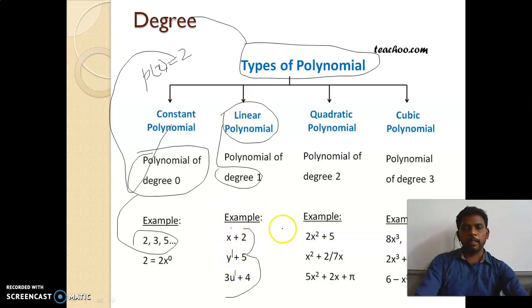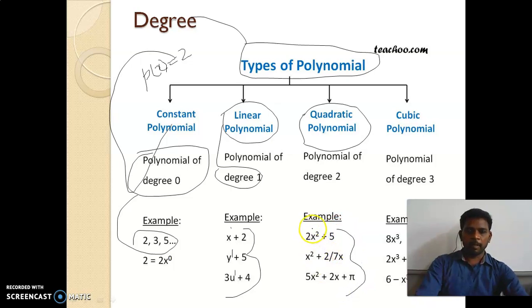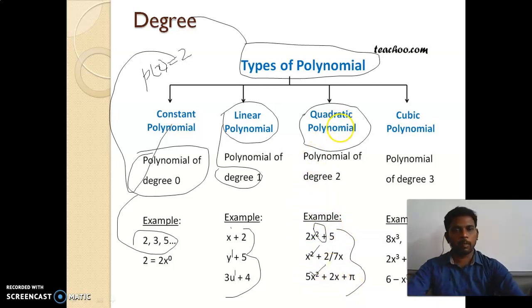Therefore, these examples all come under linear polynomial. And a polynomial is called a quadratic polynomial when the maximum power of the variable is 2. Look at these examples here. The power of the variable is at most 2, and similarly here also 2, and here also 2. Therefore, these examples come under quadratic polynomial.